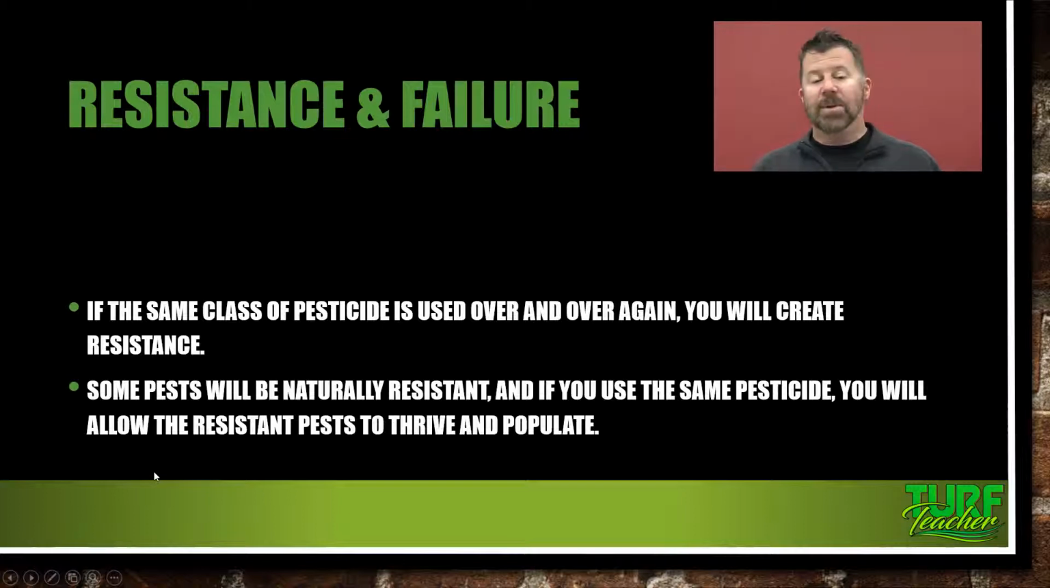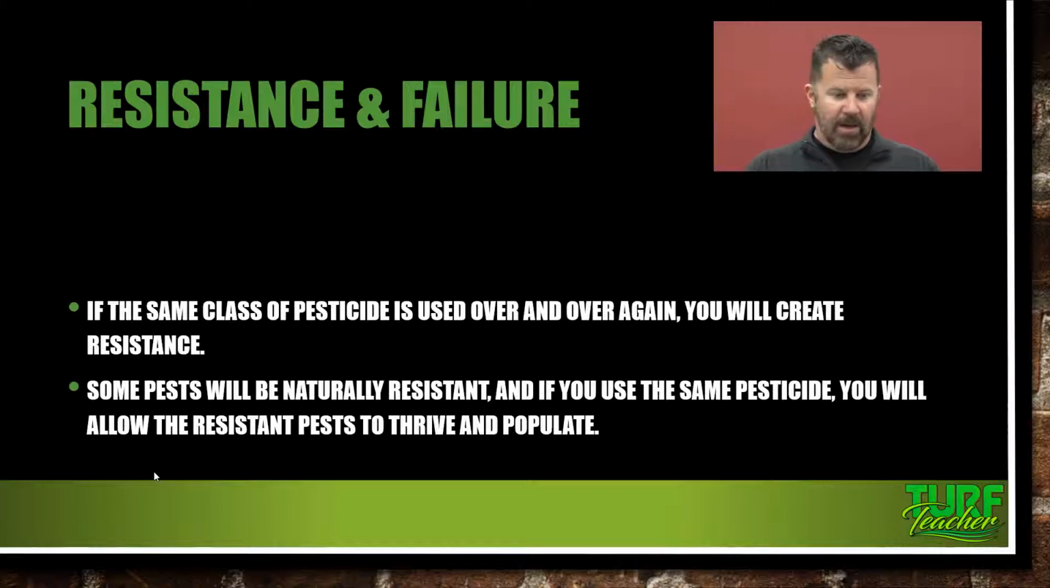Resistance and failure. If the same class of pesticide is used over and over again, you will create resistance. You've got to change it up, guys. Some pests will naturally be resistant, and if you use the same pesticide, you allow that resistant pest to thrive and populate and spread it from generation to generation.